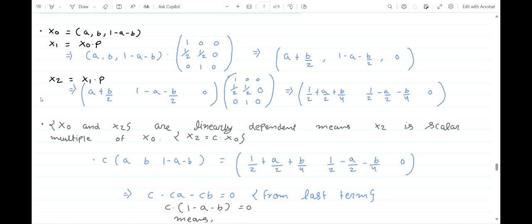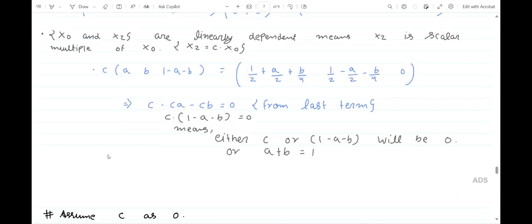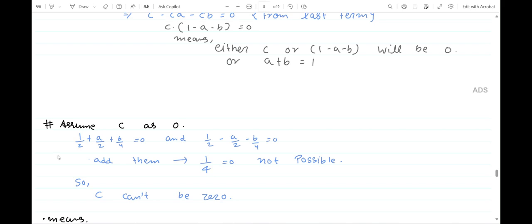Now it is given that x naught and x2 are linearly dependent, meaning that x naught and x2 are scalar multiples of each other. So let's write c times x naught is equal to x2, and the equation form will look something like this. The equation cb is equal to 0 is obtained from the last term, which is basically multiplying c with this 1 and equating it with 0. So from here we can find that either c or b will be 0, or a plus b equals 1. Now let us assume c as 0. If c is equal to 0, then 1/2 plus a/2 plus b/4 is equal to 0, and 1/2 minus a/2 minus b/4 is equal to 0.